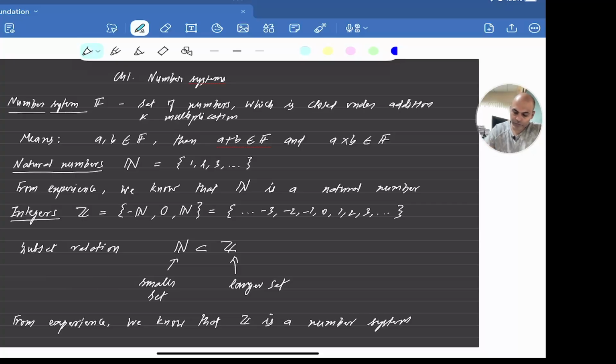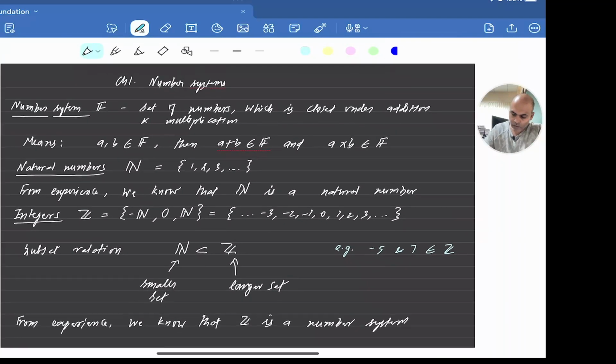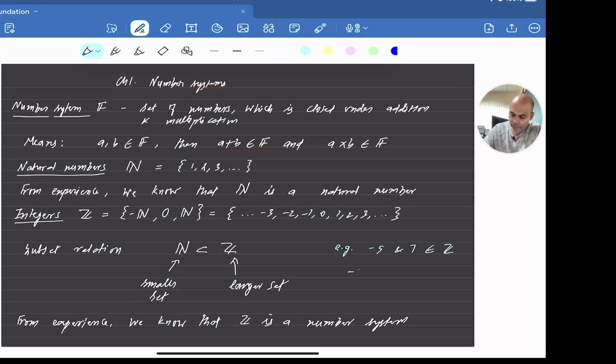Let's take an example. Let's take two integers, say -5 and 7. Both are integers, and if you take their sum, which is 2, which is also an integer, it is a natural number. 2 is a natural number, but we know that natural numbers form a subset of integers. So if 2 is a natural number, 2 is also an integer.